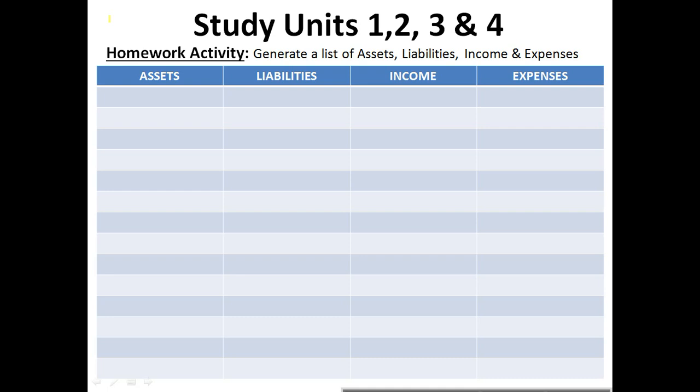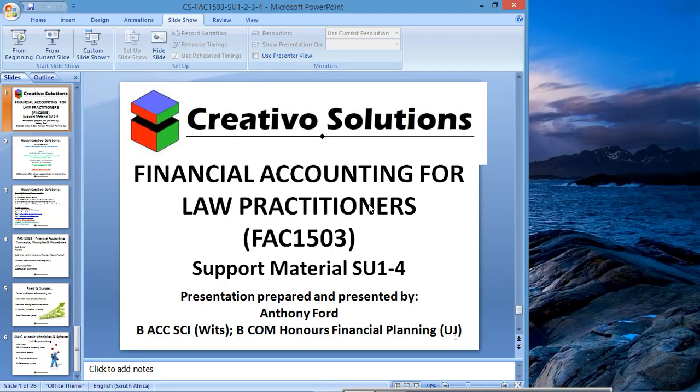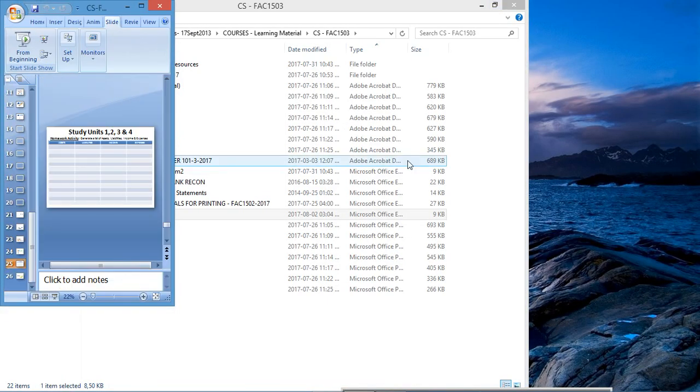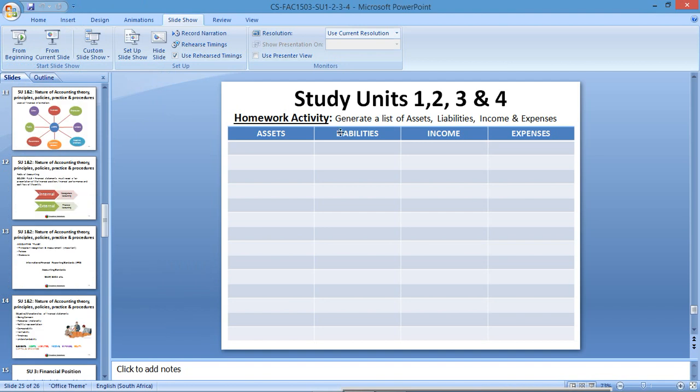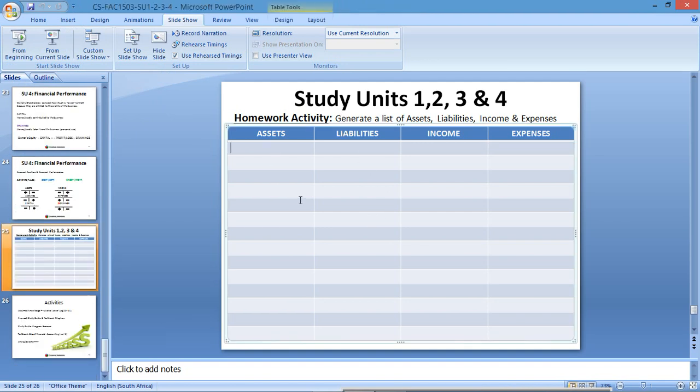Once you go through the material, as you're reading it, if you pick up an account, I spoke about some today, so I'm going to write them up. I spoke about a vehicle. Is a vehicle an asset? There's one we can insert. Other ones I spoke about: furniture. Where would you put it? Definitely assets. I spoke about debtors. Where would you put it?